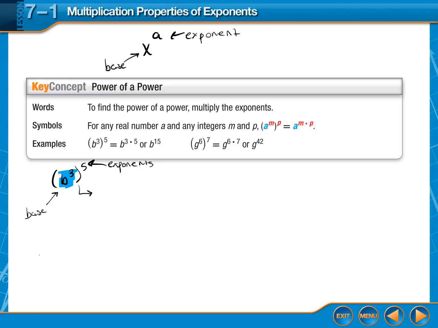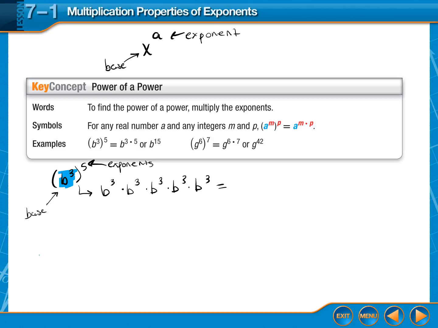So what type of multiplication is it? It would be b to the third, because that's my base, that's what's being multiplied, and I'm going to multiply it 5 times. So b to the third, a total of 5 times. Right, so if I take out this expression, b to the third to the fifth power, and just write it out with multiplication, it becomes b to the third times b to the third times b to the third times b to the third times b to the third.